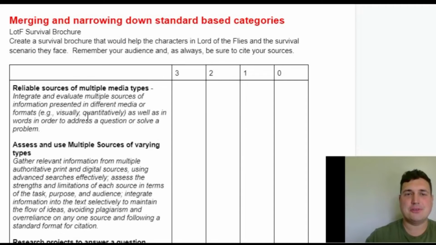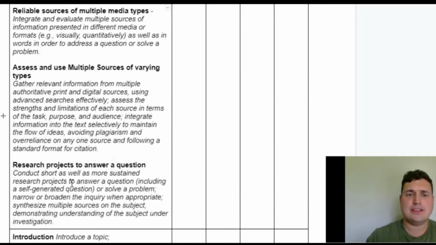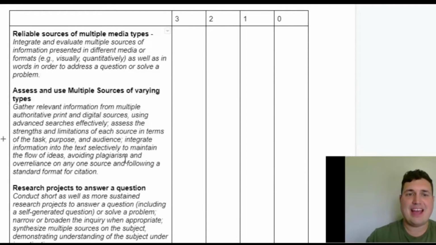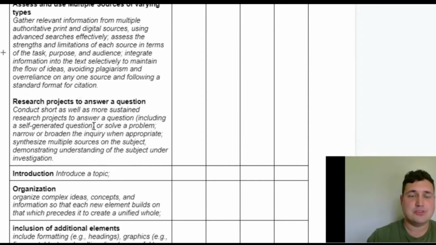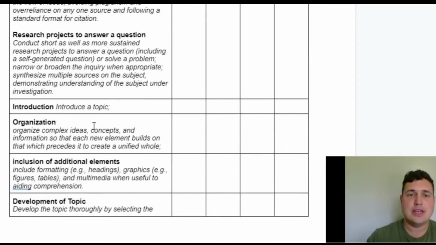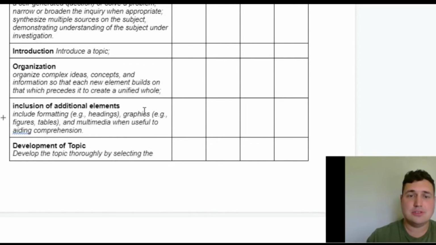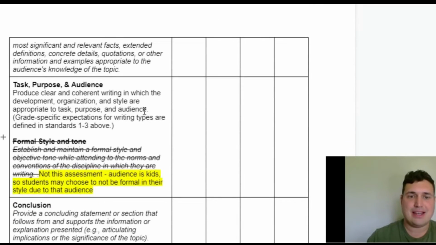Once you have them on here, we're going to start merging and narrowing down those standards based on category. I've gone through and added some categories to these, looking at the standards, getting a general idea of what I could put here for a category or topic for each of these parts of the rubric. I've gathered ones together here that have to do with sources, some research as well. So researching and sources. I know here I want to have something to do with introduction, organization, inclusion of additional elements. So with these, I've taken them and I'm looking for things that I can match together.